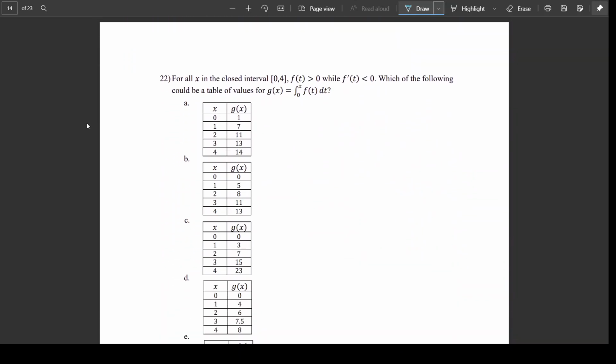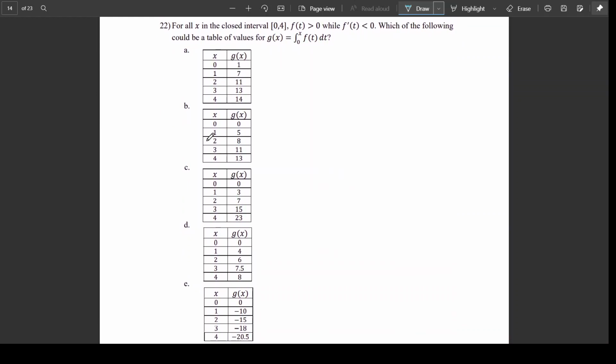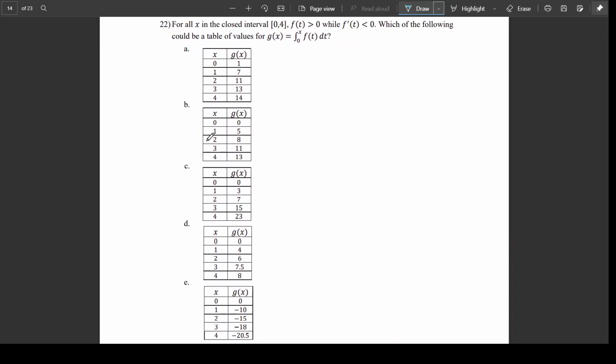Finally, a table question. For all x in the closed interval from 0 to 4, okay, there we go. For all x in the closed interval from 0 to 4, f of t is greater than 0, while f prime of t is less than 0.